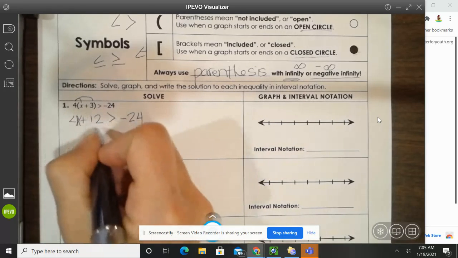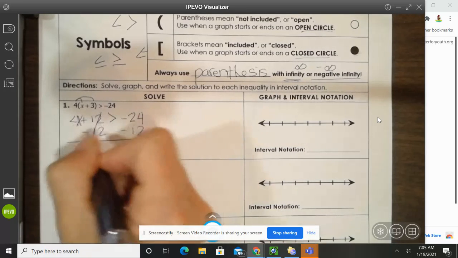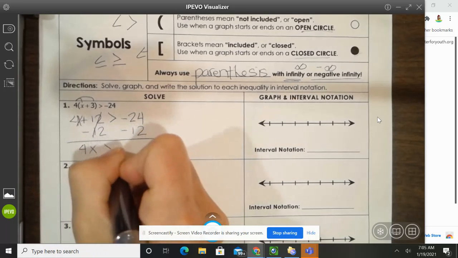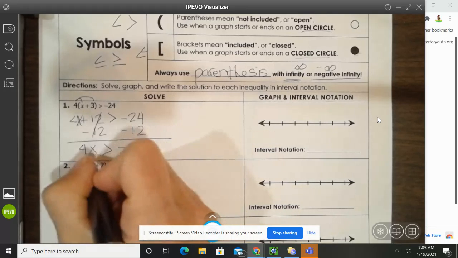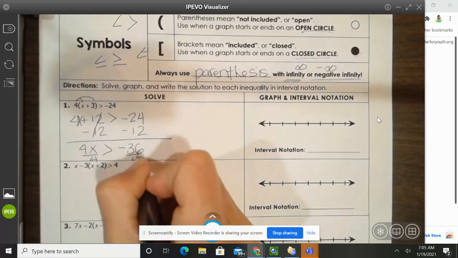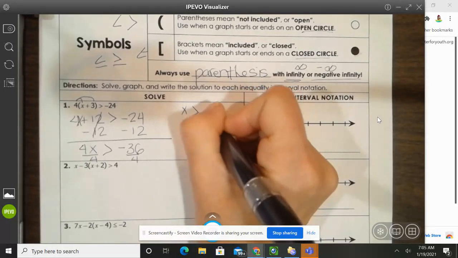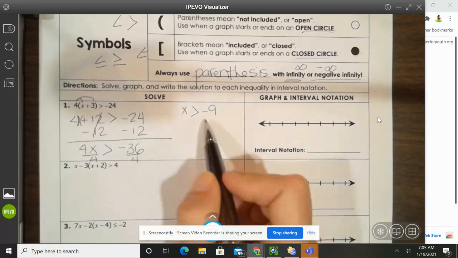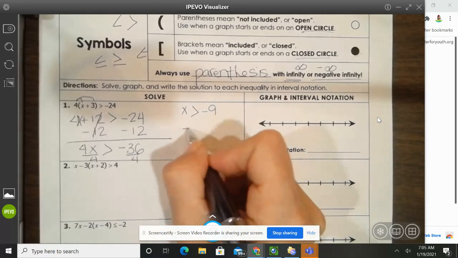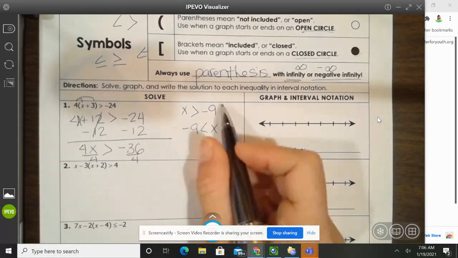So I forgot the x here. Minus 12, that goes away. And then I have 4x greater than negative 36. Then I divide by 4, and I have x is greater than negative 9. Now, this can be written like this, or you can have an answer like this. This is the same thing as that.